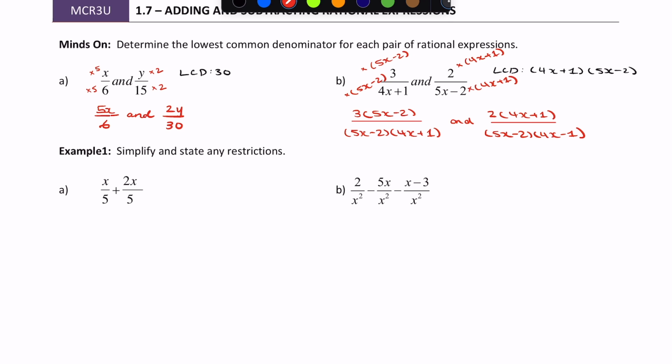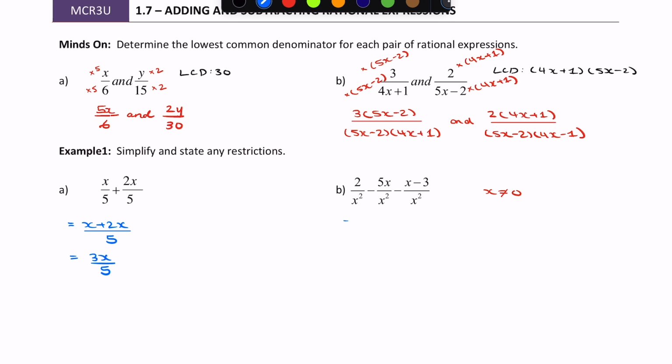Okay, so let's look at this example here. It says x over 5 plus 2x over 5, and it says to simplify and state any restrictions. So here we already have a common denominator, so we can simply put the numerators together. Here it will give us x plus 2x over 5, which will be 3x over 5. The same thing for b. Again, we already have a common denominator of x squared. In this situation, our restriction is x cannot be equal to 0.